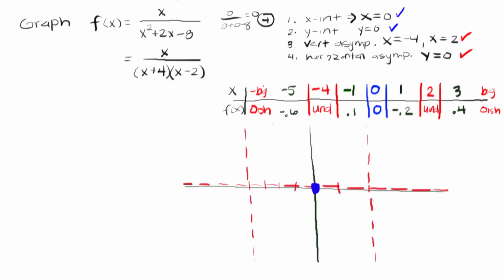Now I'm going to plot all those extra points that we have. So the first point that I have is going to be at (3, 0.4). So 1, 2, 3, and then up to 0.4. So I'm going to get a point right there. Now what I need us to do is understand what this tells me about my graph.